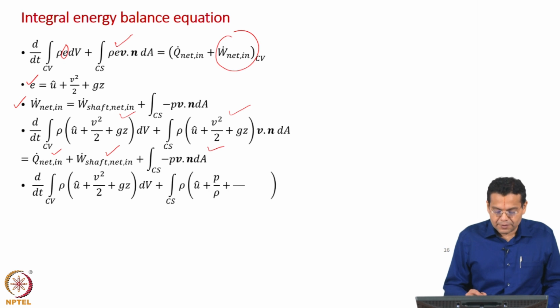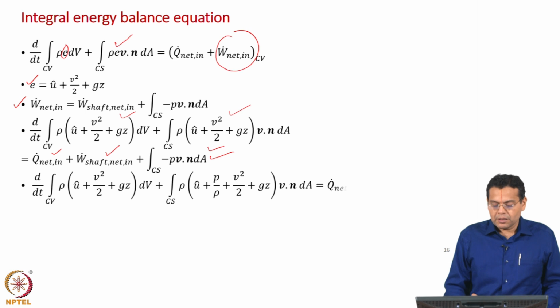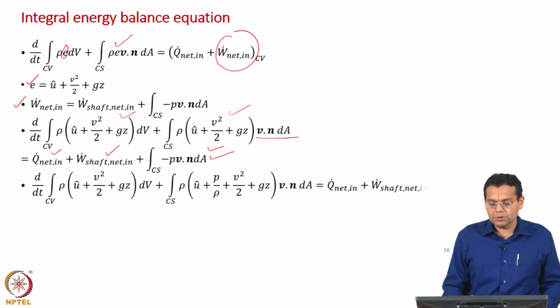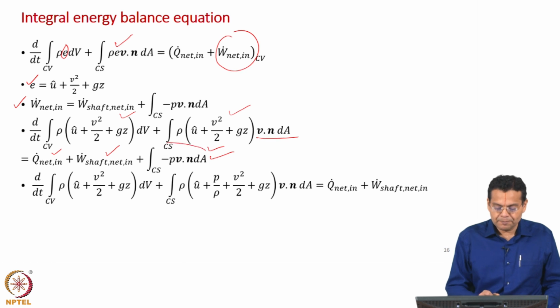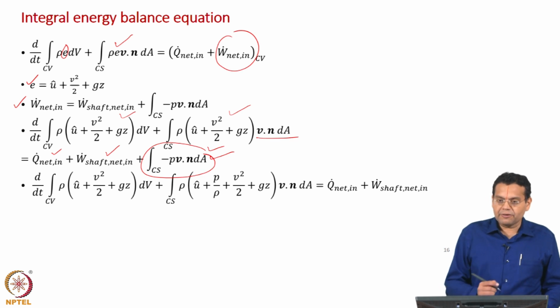We have in this term V dot n dA, and on the left hand side also we have V dot n dA. Both terms are to do with convection, to do with flow. So, let us put them together on the left hand side. This term, the rate of work done by pressure, we will take it to the left hand side.